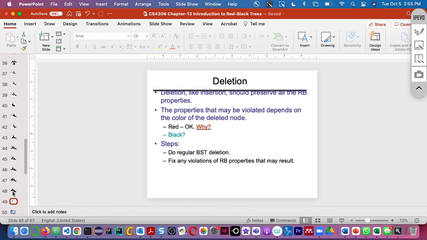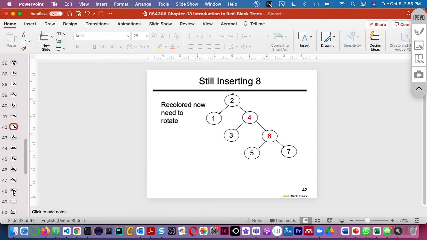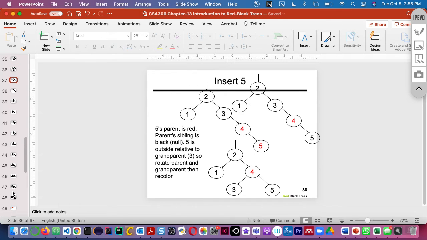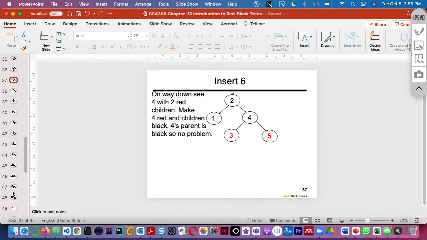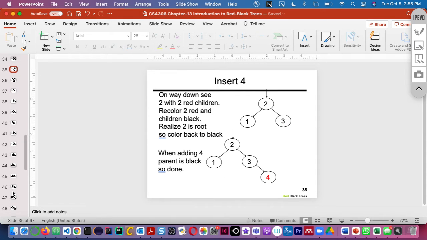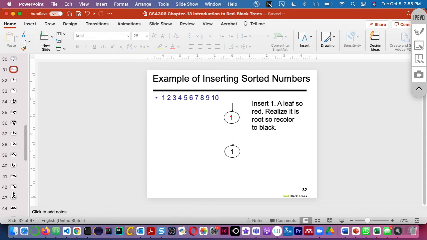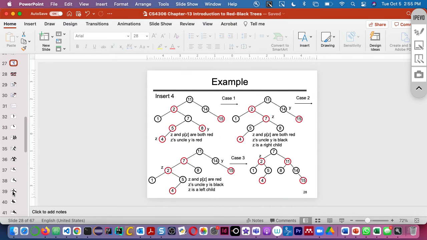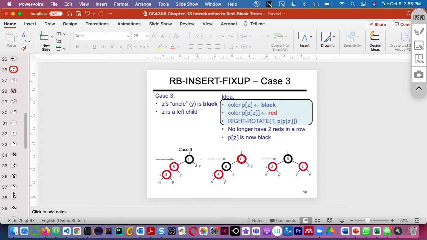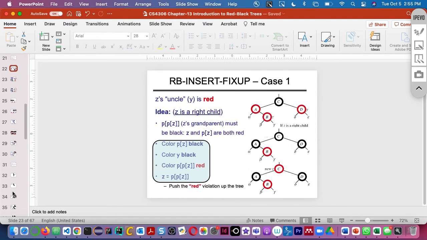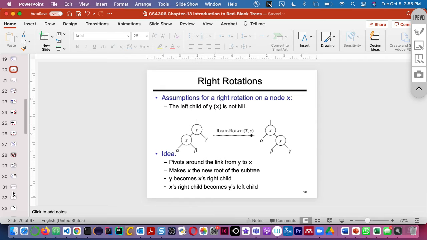Next lecture we will discuss the deletion operation. But now, with this anecdotal example, we saw how a red black tree is built. There are actually 3 cases we applied, and now let us see the algorithm. For the insertion algorithm, we need to understand left rotation and right rotation.